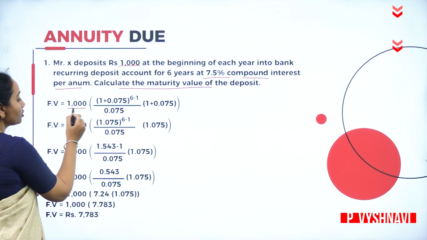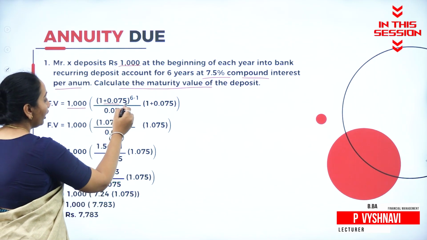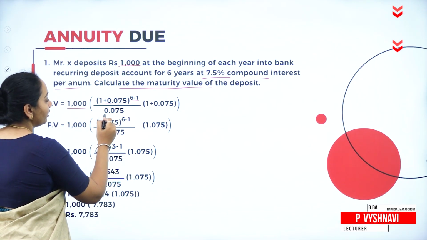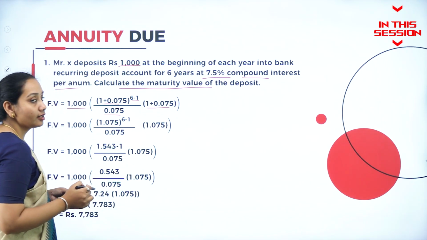Future value is equal to 1000 into (1 plus 0.075) whole to the power of 6 minus 1, divided by 0.05 into 1 plus 0.075.